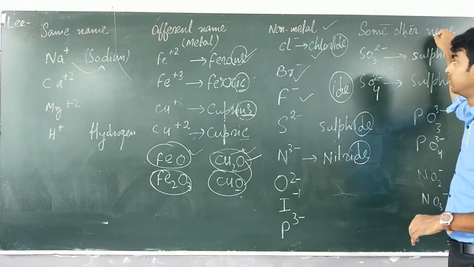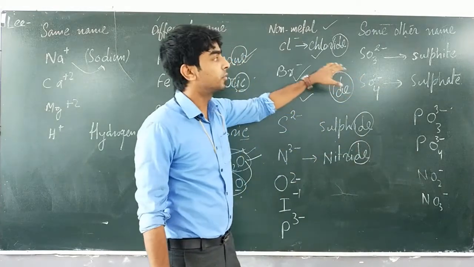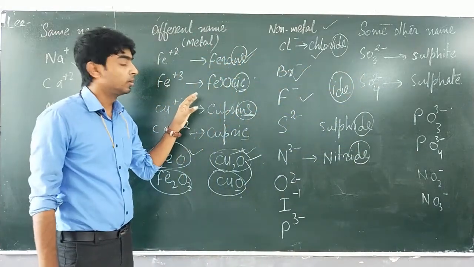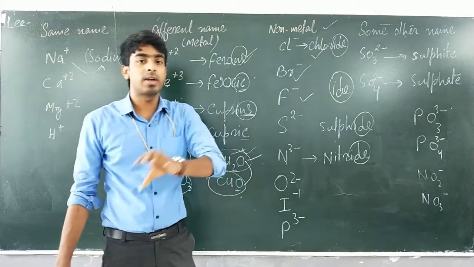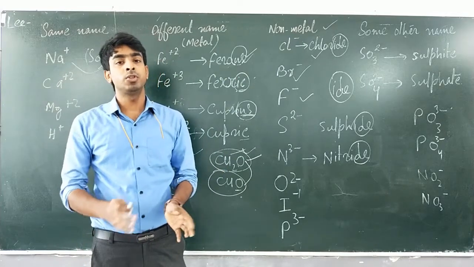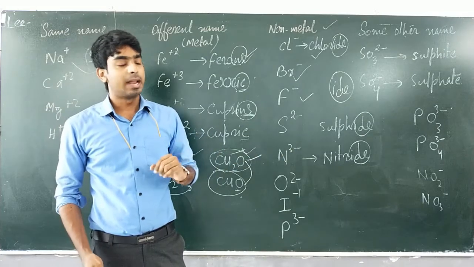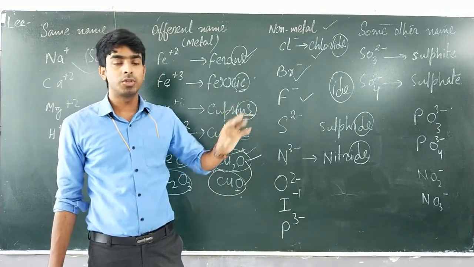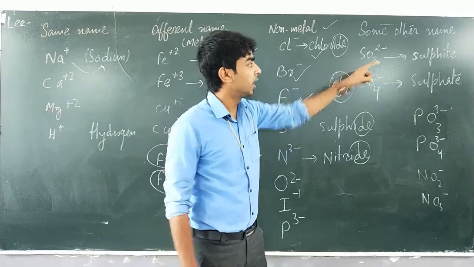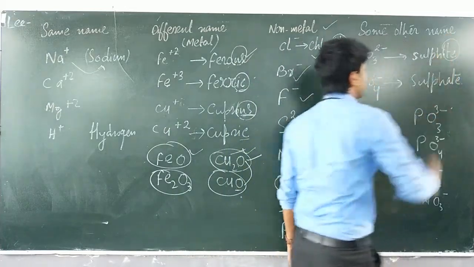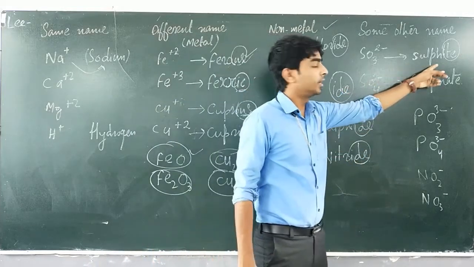Okay, now move to the next. Some other elements, like the transition elements we have seen, where the valency was changing. In a similar way, some non-metals also have changing valency. And whenever they change, they never exist in an independent way. They always have oxygen with them. Whenever it is having oxygen, the name gets a little change. When the number of oxygen is less, it will be -ite. We will write -ite when the oxygen number is less.